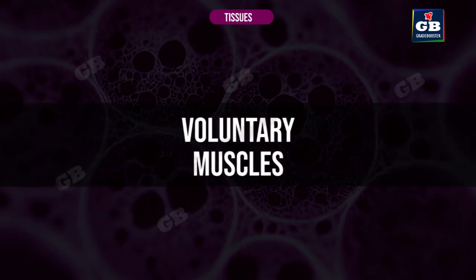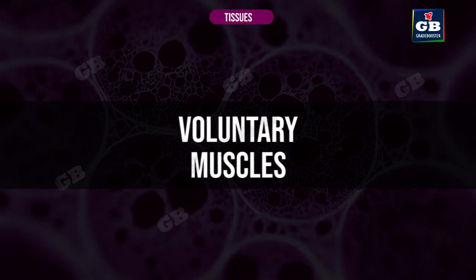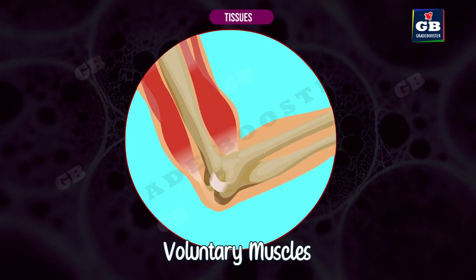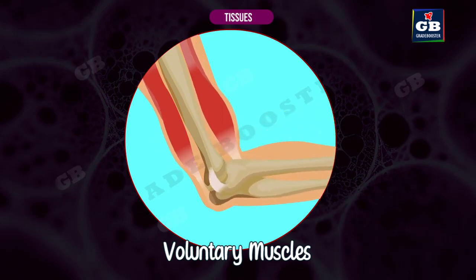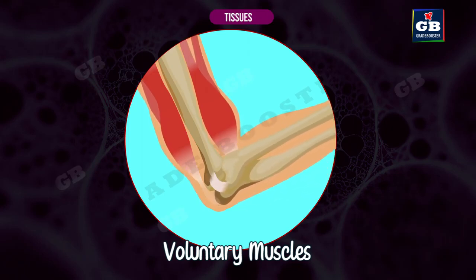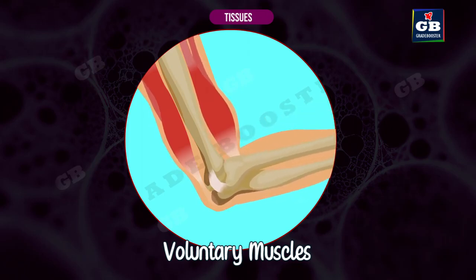First, let us learn about voluntary muscles. These muscles are under the control of our conscious will. That means we can contract or relax our muscles at our will. Example, muscles of our hands and legs.